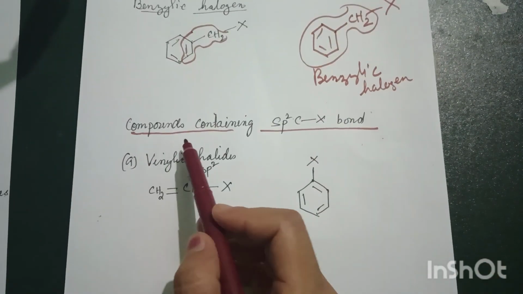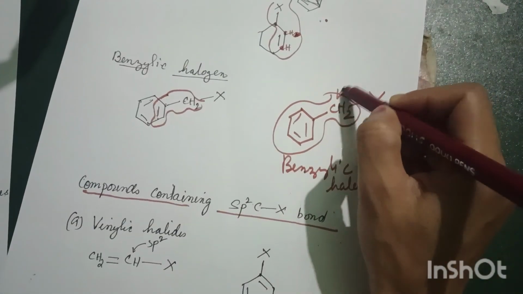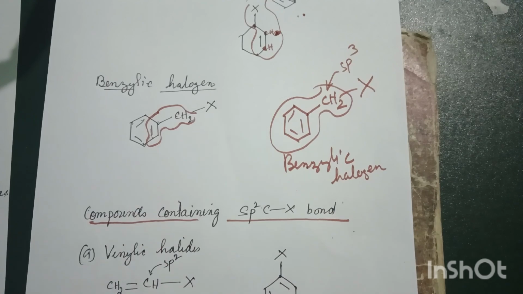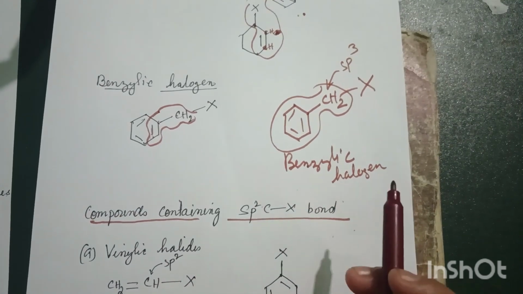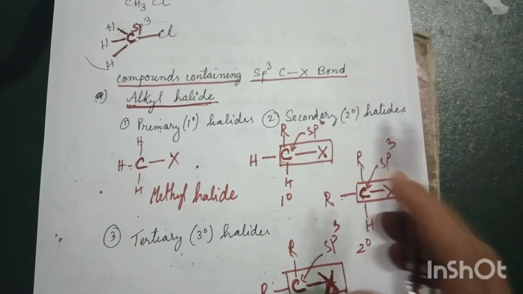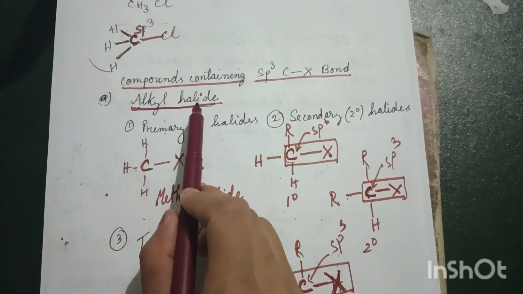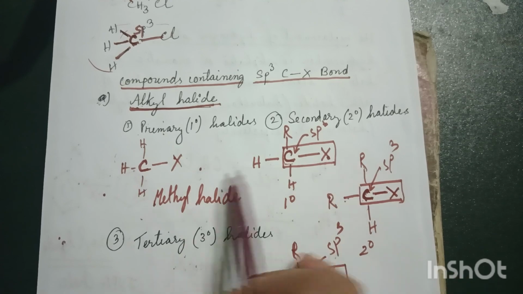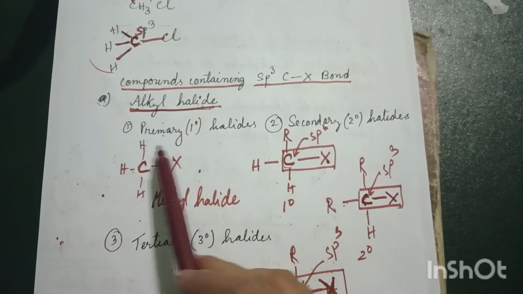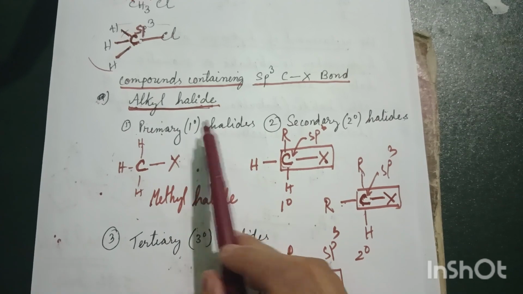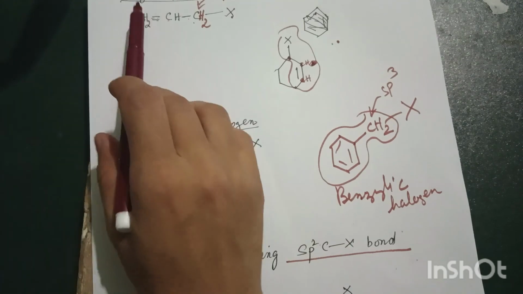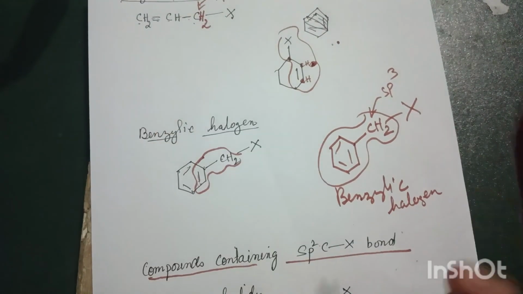Now let us talk about the combined picture. All these carbons bearing halide are sp3. So we can classify the carbon-halogen bond in terms of hybridization. In terms of sp3, alkyl halide: all our alkyl halides are sp3 hybridized. So alkyl halide we can classify into methyl halide, then primary halide, secondary halide, tertiary halide. And another we also have, that is allylic halide. This is also sp3 hybridized.